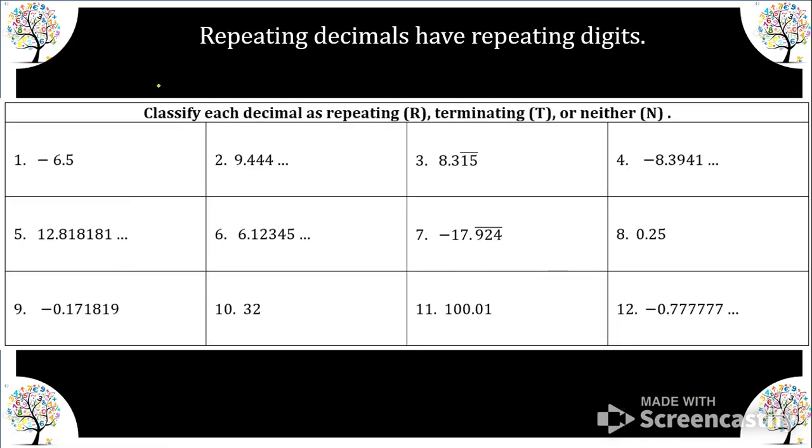Okay, now you classify these. And then make sure you check the answer key and make any corrections before moving on to the concept check.